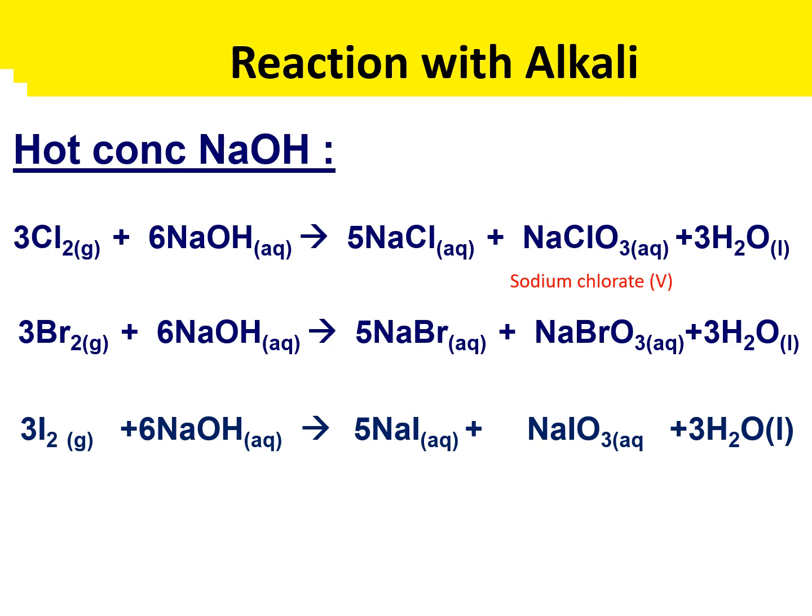The next set of equations that you have to know are the reactions of the halogens with hot concentrated sodium hydroxide solution. In this case, instead of getting the chlorate(I) ion, you get the chlorate(V) ion, where chlorine is in the +5 oxidation state. Bromine and iodine both react with hot concentrated sodium hydroxide. Again, in these reactions, we get disproportionation since our halogen is both oxidized and reduced in the same reaction.